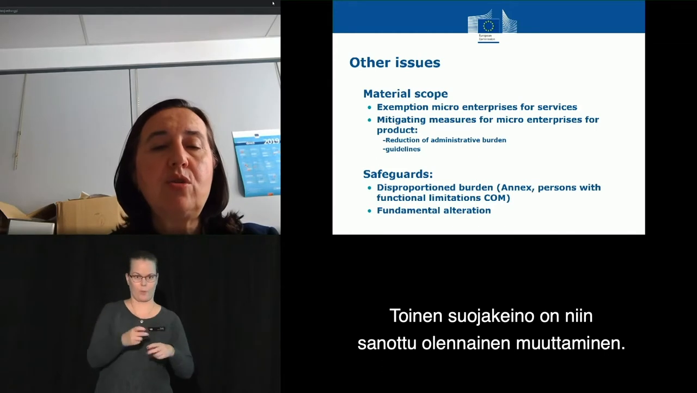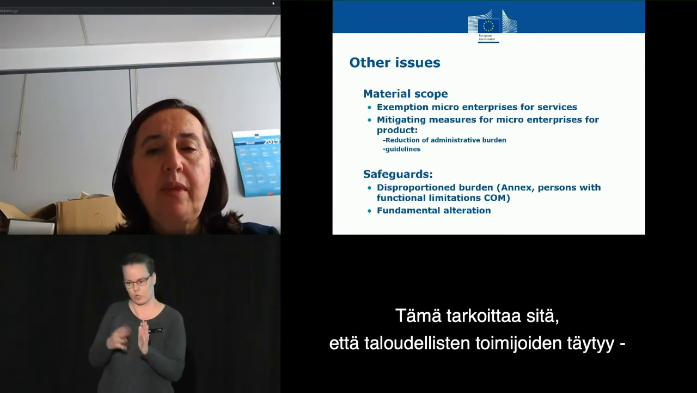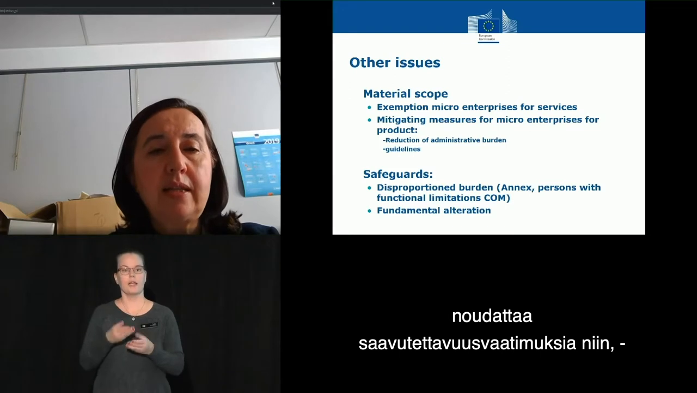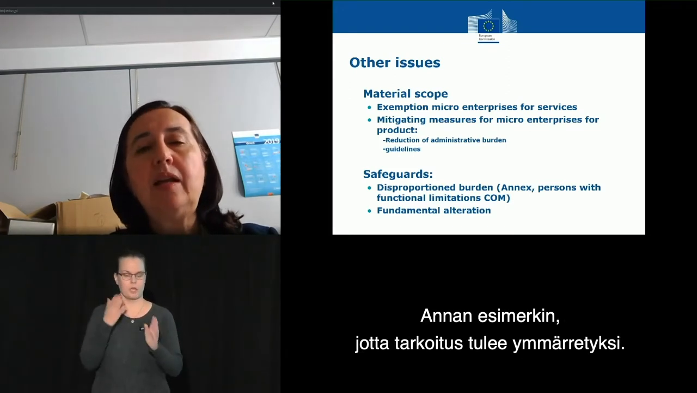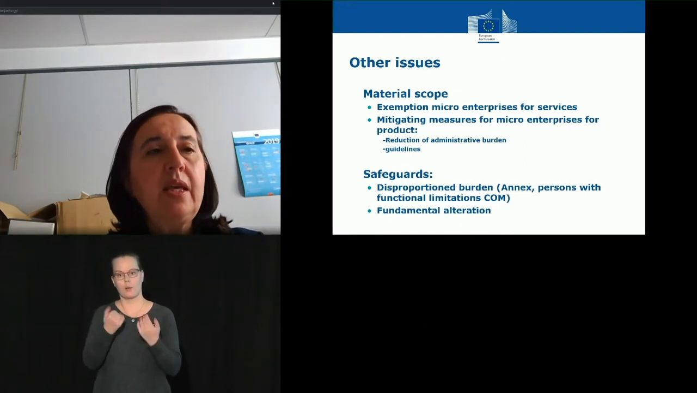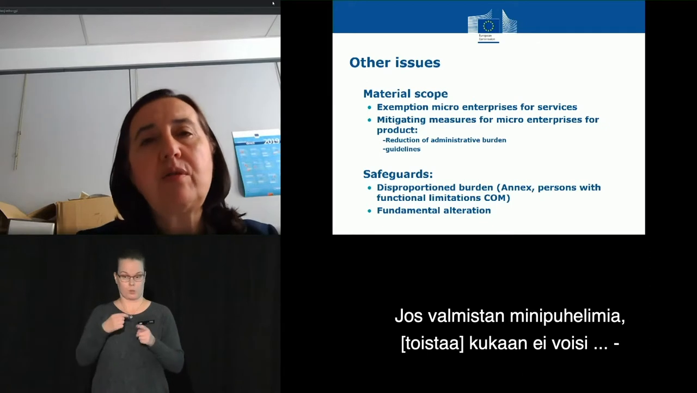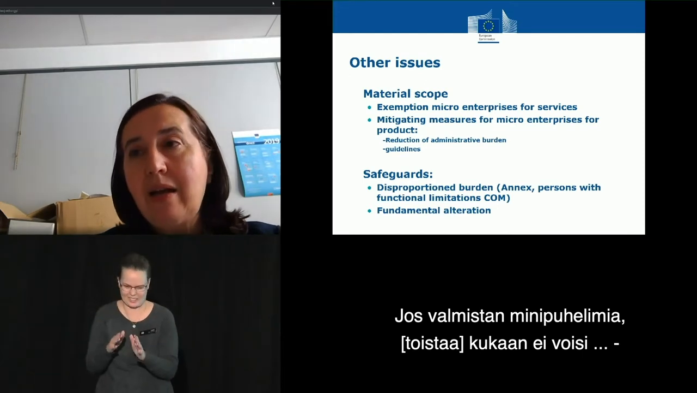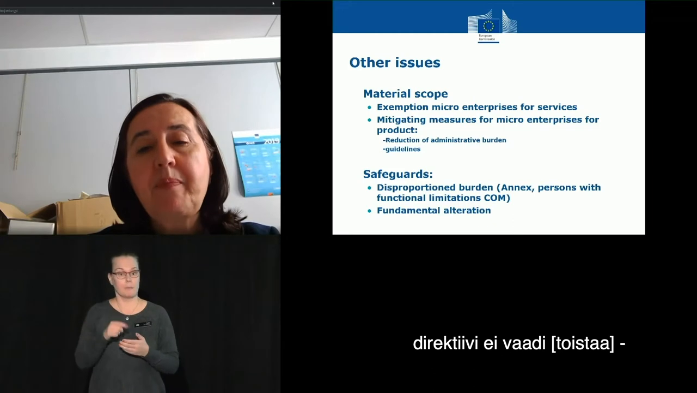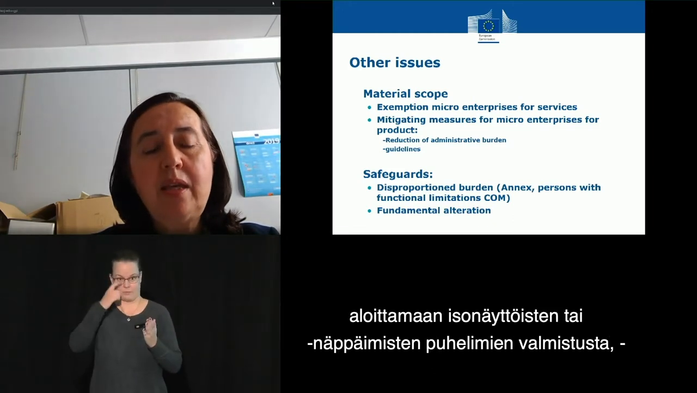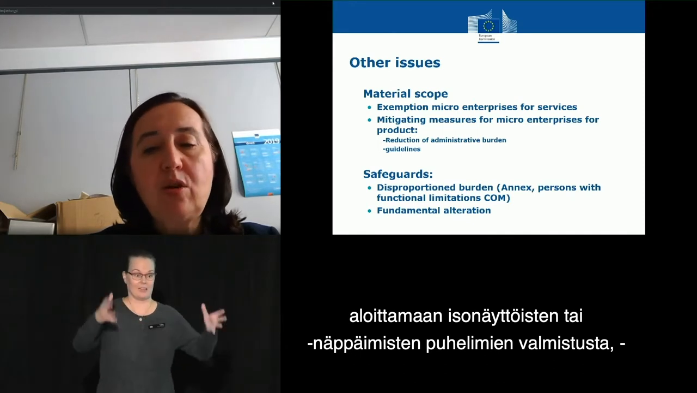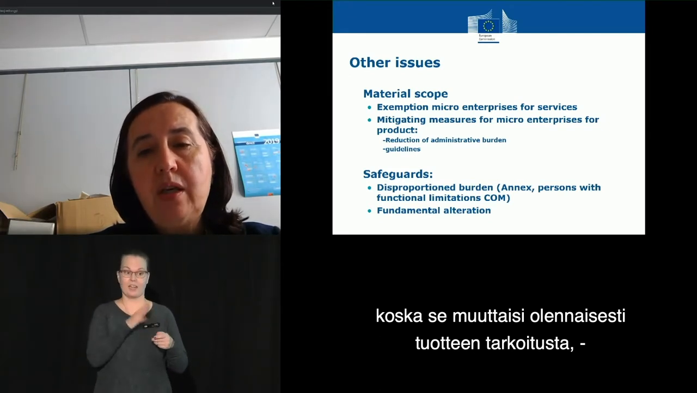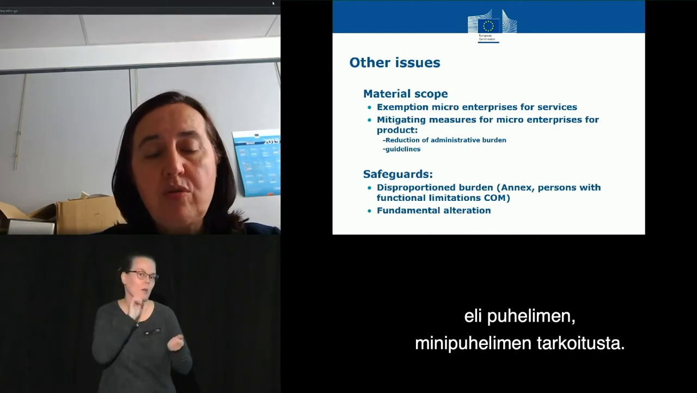The second safeguard is what is called fundamental alteration. This means that economic operators have to comply with the accessibility requirements to the extent that the products are not fundamentally altered. Let me give you an example to understand what it means. If I am a manufacturer of miniature phones, miniature telephones, the directive does not require to start making phones with big displays or big buttons, because that would fundamentally alter the nature of the product, which is the phone, which is a miniature phone.